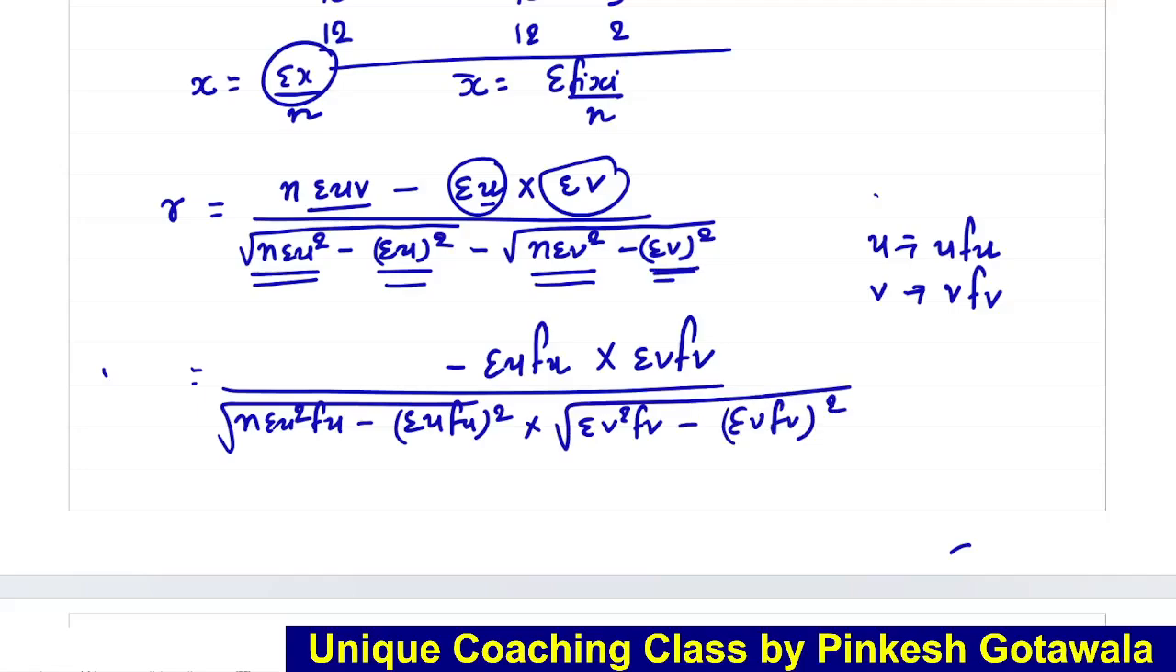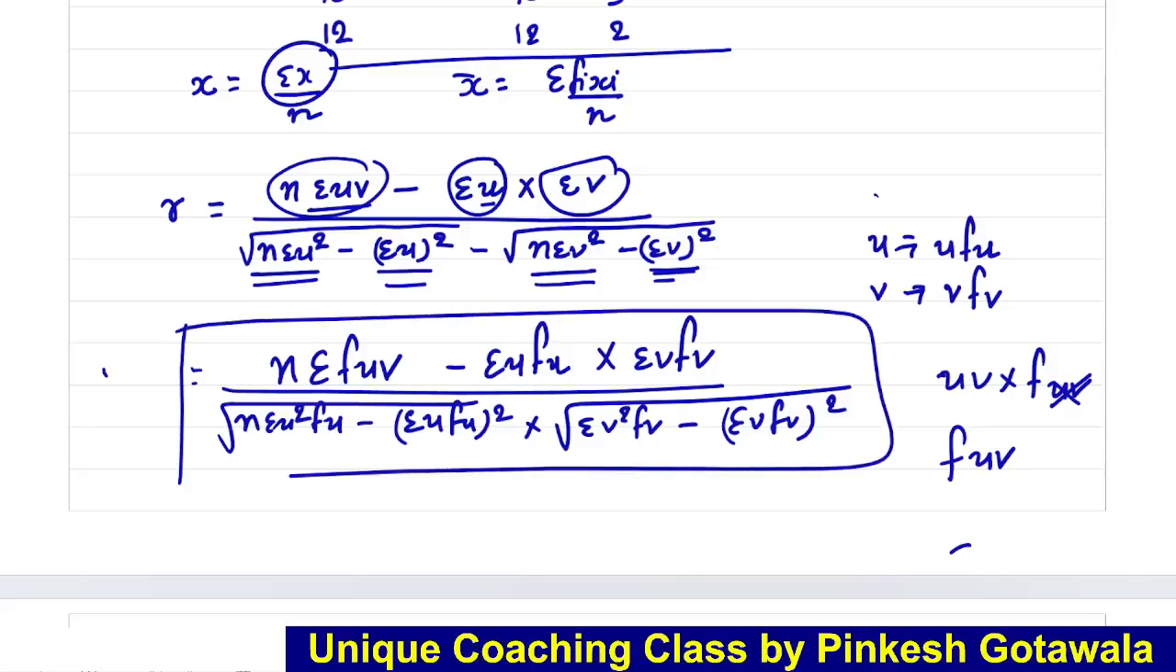Clear? Okay, now n sigma uv, I just explained here also, uv is multiplied with the combined frequency fuv, but we are not showing this uv, we show only f. But remember, it's a combined frequency fuv, and we have to write first f and then uv. So n sigma f uv. So this is the formula.